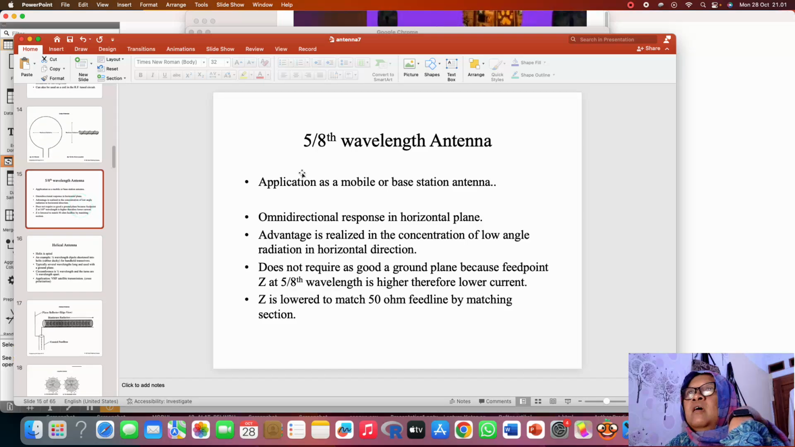The 5/8 wavelength antenna has application as a mobile or base station antenna. Omnidirectional response in the horizontal plane. The advantage is realized in the concentration of low angle radiation in the horizontal direction. It does not require as good a ground plane because the feed point impedance at 5/8 wavelength is higher, therefore lower current, and the impedance is lowered to match a 50 ohm feed line by a matching section.